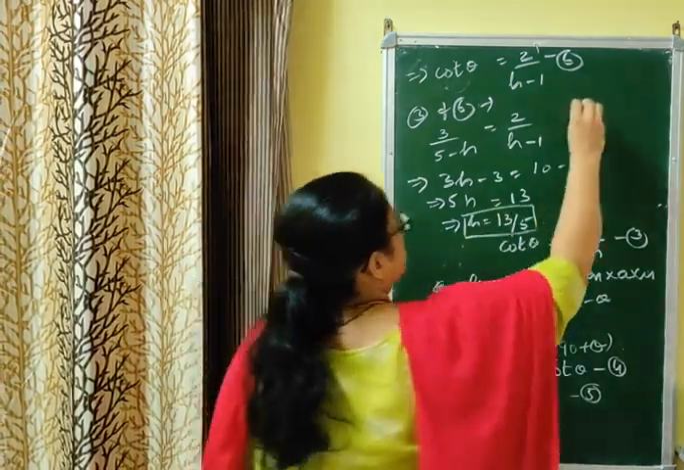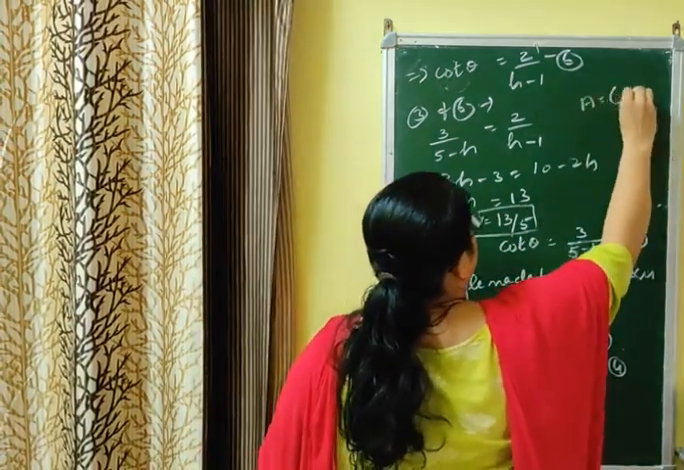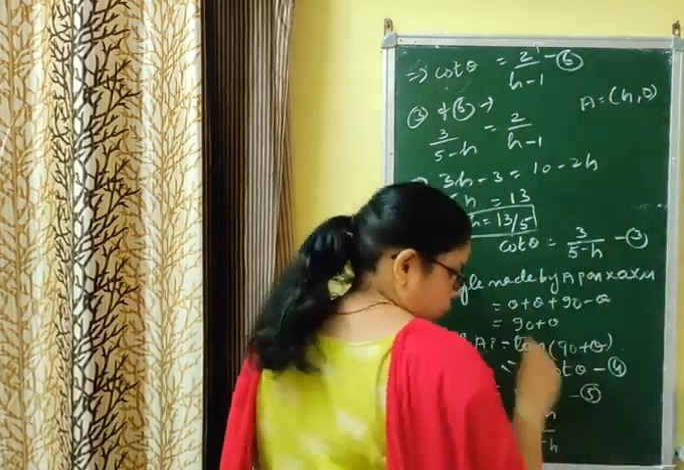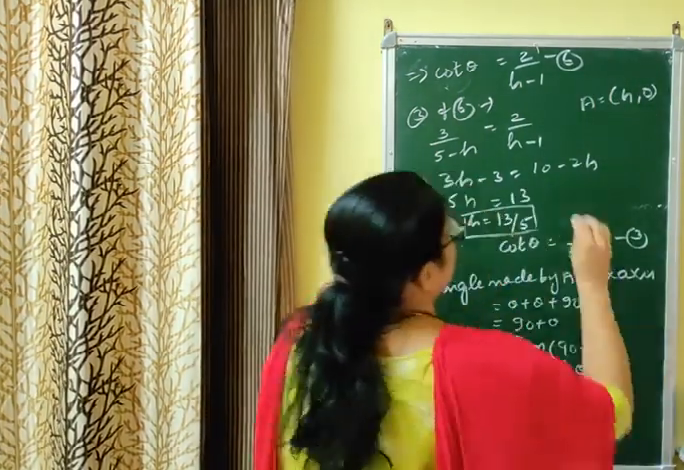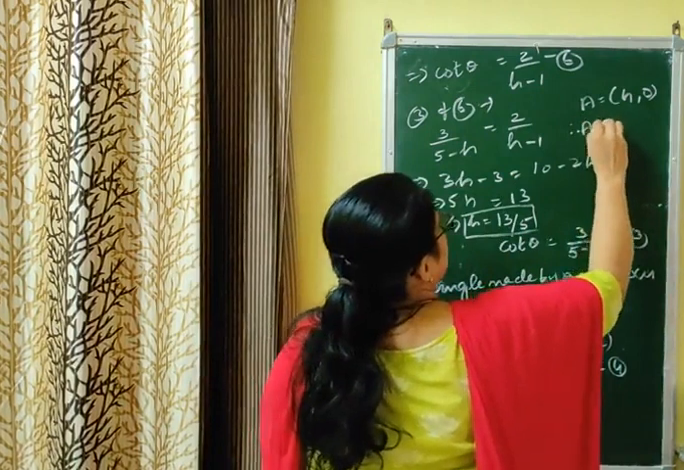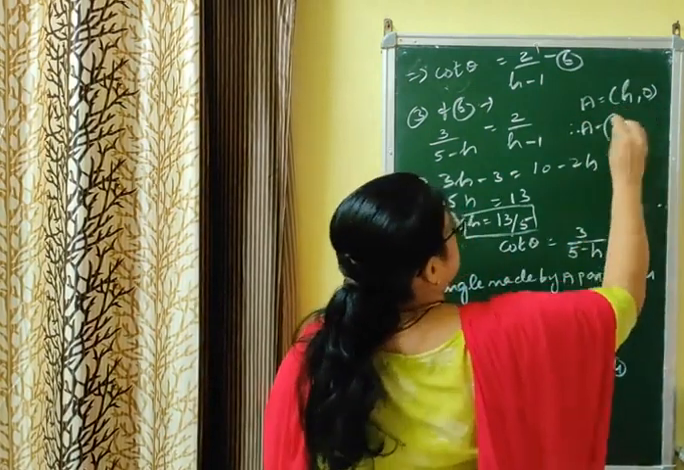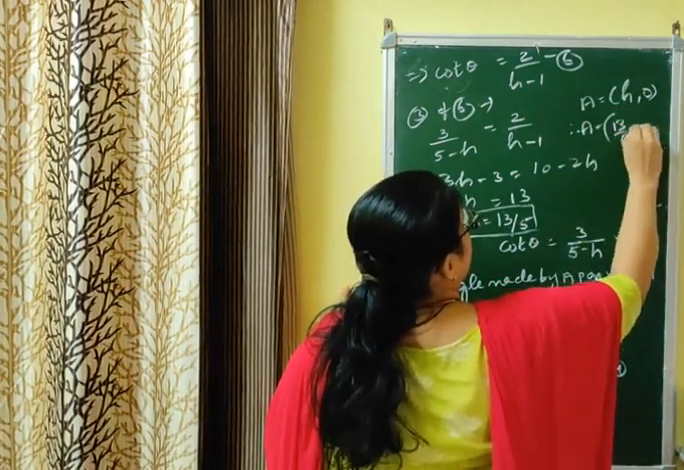But in the figure, the coordinate of A was h comma 0. Therefore, you are asked to find the coordinate of A. Therefore, A is equal to h comma 0. The value of h is 13 by 5, so A is 13 by 5 comma 0.